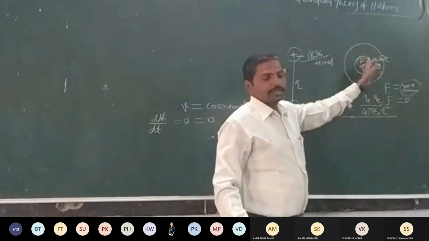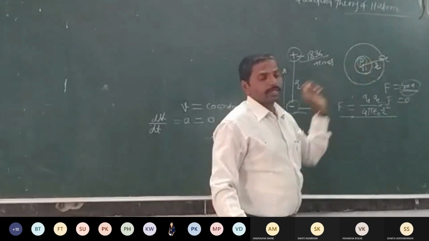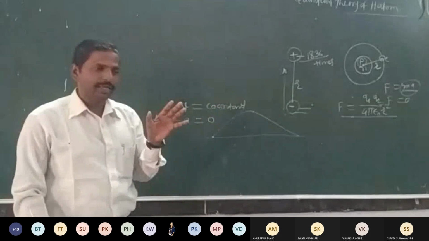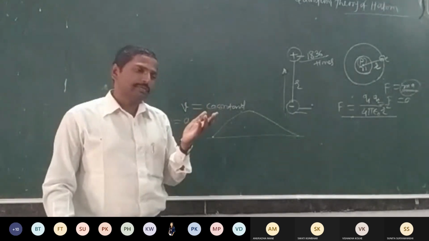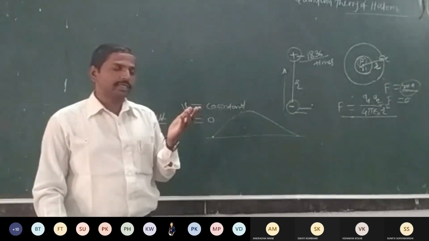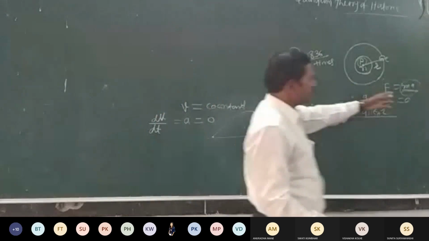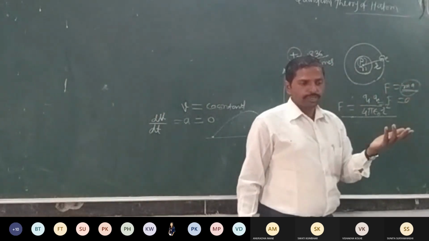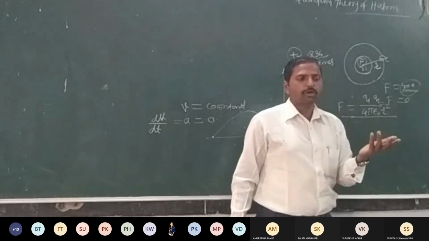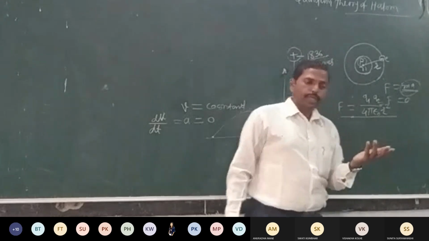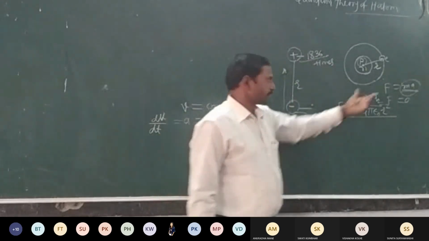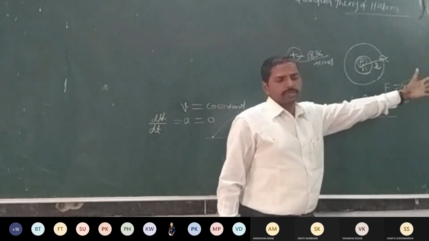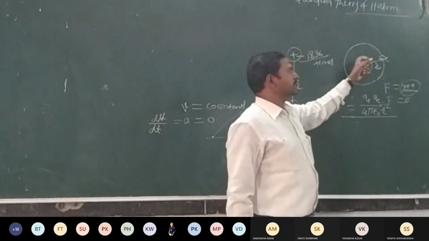or it falls to the nucleus. This is a failure of classical mechanics, the first failure of classical mechanics. And this is classical, F is equal to ma, Newton's second law, also called Newtonian mechanics. Classical mechanics totally depends on this F is equal to ma.